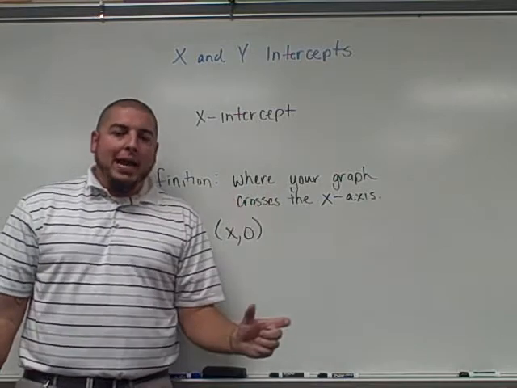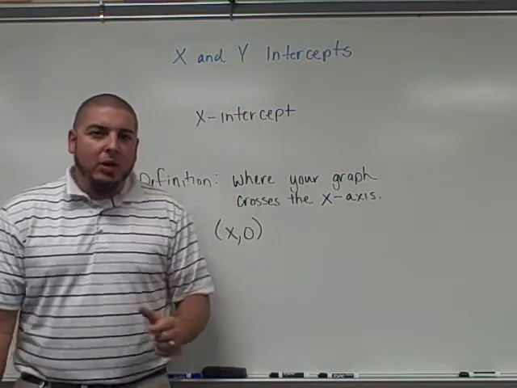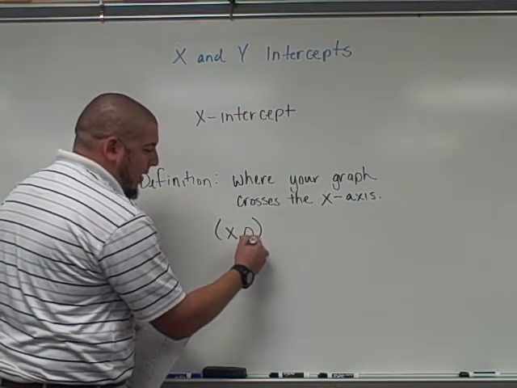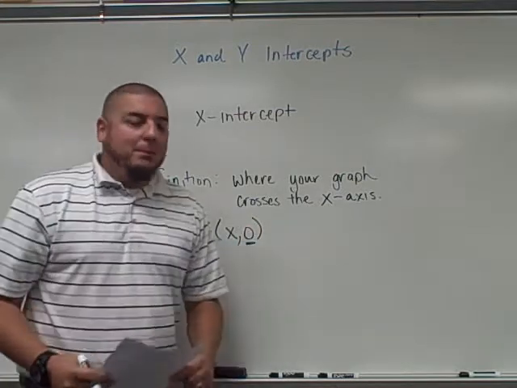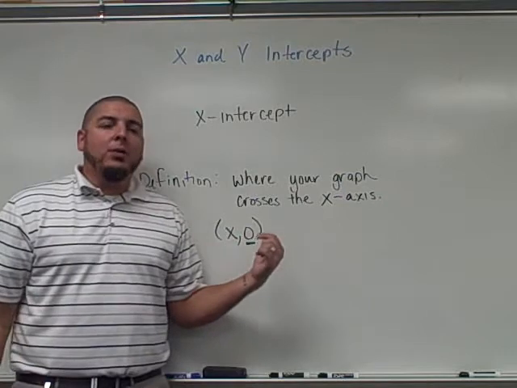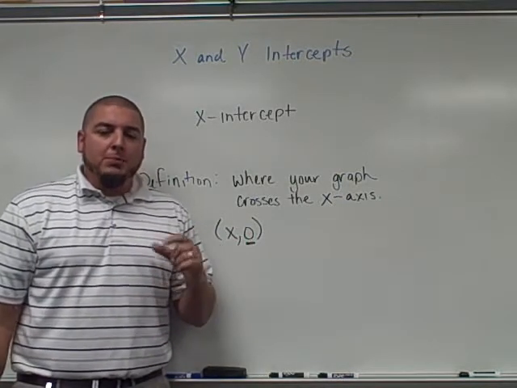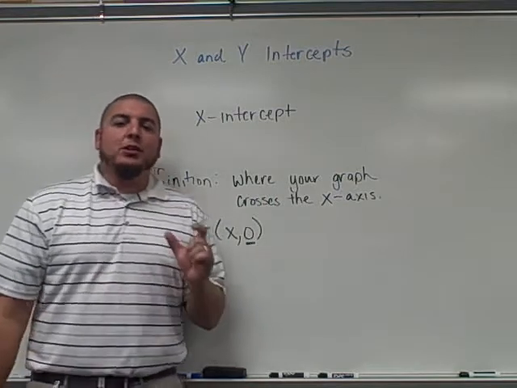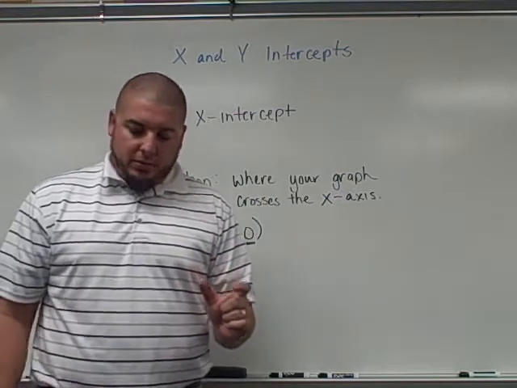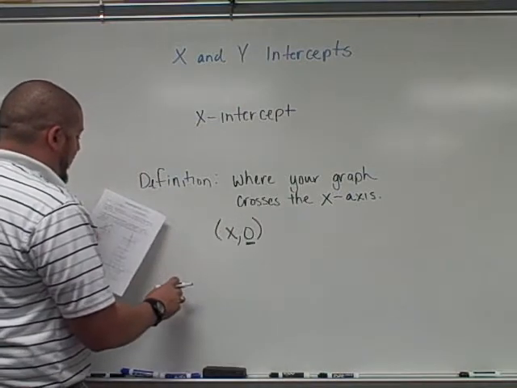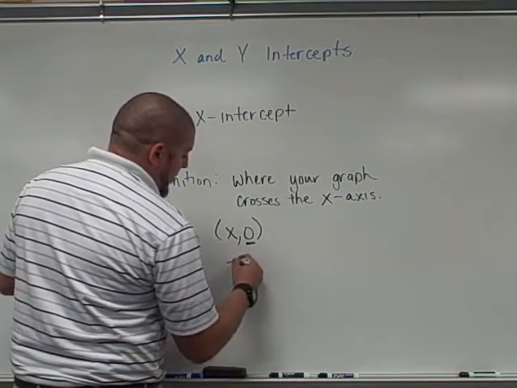So when I have a y-intercept, my x is 0. In this case, when I have an x-intercept, my y is 0. It's very, very important that you understand that. Knowing this right here will be able to help you identify x and y intercepts so quickly, especially from a table and especially from coordinates, so that way you don't have to graph everything. That's huge, okay?